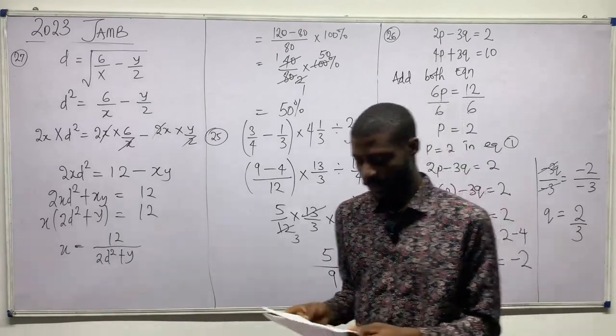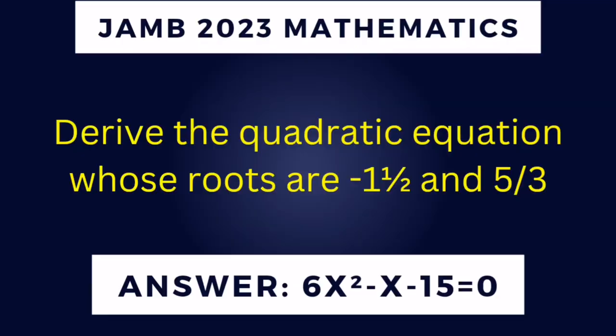Question 28. Derive the equation whose roots are minus 1, 1 over 2 and 5 over 3.